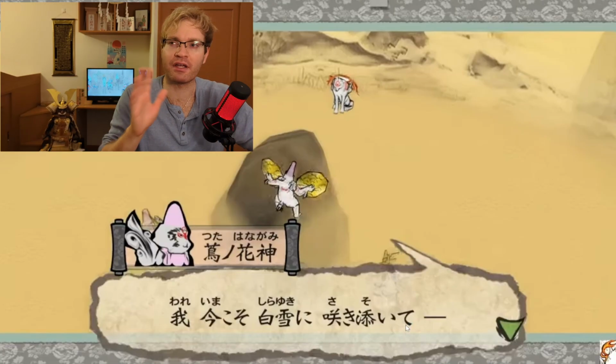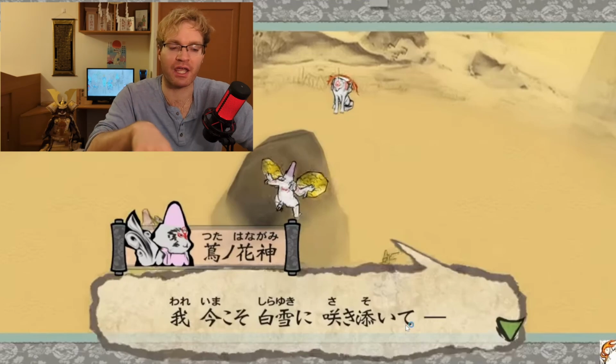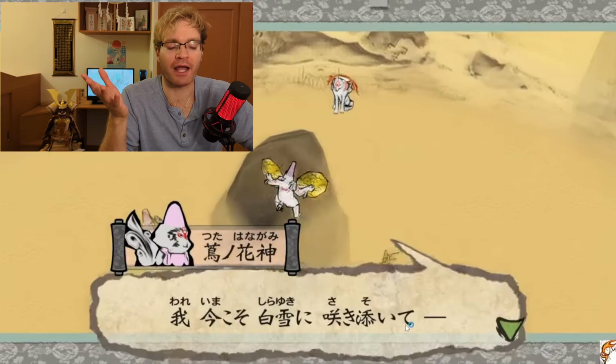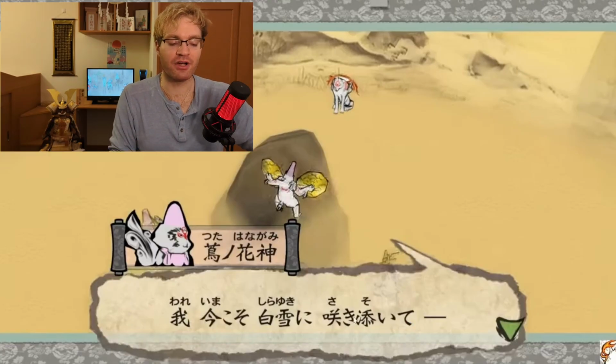And I don't remember what happens when you find this guy, when you find this Tsuta no Hanagami, or where you get it. So maybe you can remind me in the comments, like, what's happening, what's going on in the actual game when you find him. Like, is he hiding in a tree? I don't remember what happens. But saki soite, so bloom and connect to, bloom and attach to. Because again, we go from saki sou means to attach to.